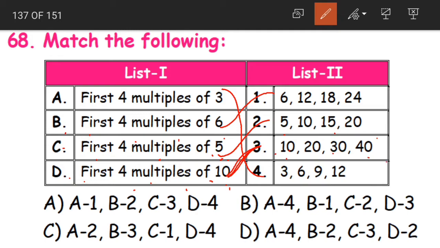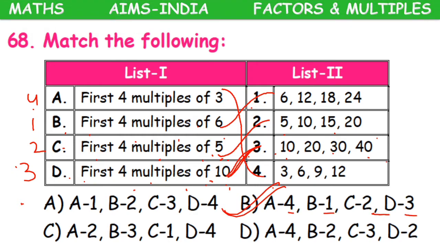So what is the answer, children? A is 4, yes, B is 1, C is 2 and D is 3. 4, 1, 2, 3. Option B is our correct answer.